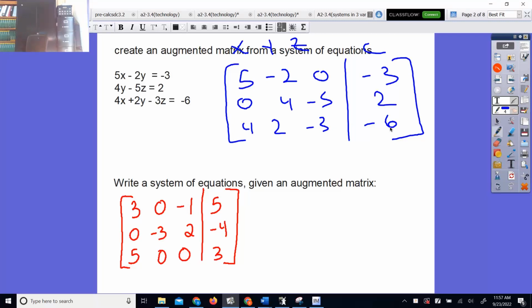But you're going to have to interpret whatever your calculator spits out at you. Writing equations from a matrix. What's the first column going to represent? X, Y, or Z? About the second column? Y. And Z, and then some constant. So, what's the first row down here? One what? Z.